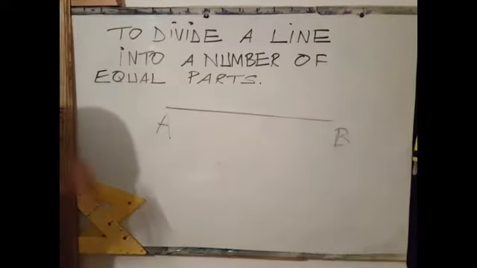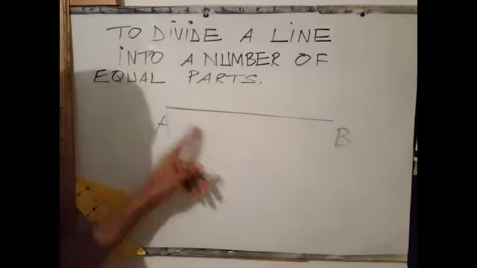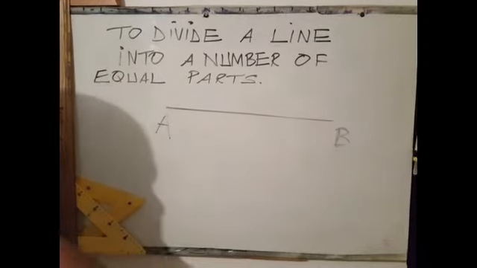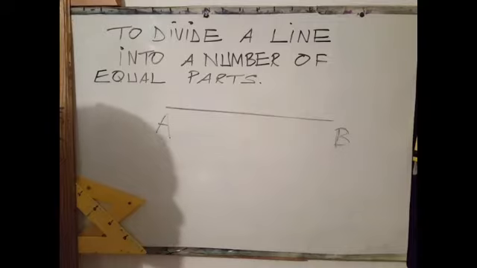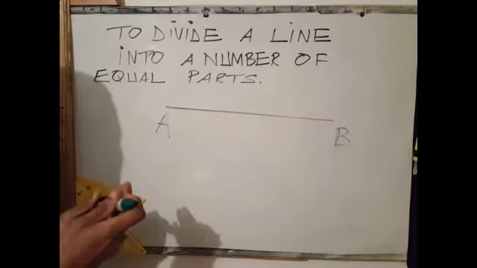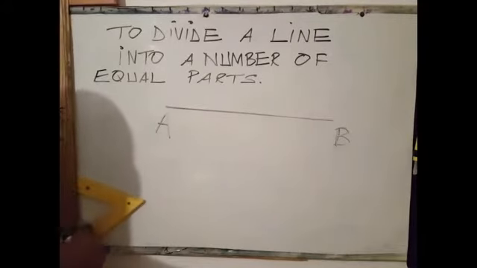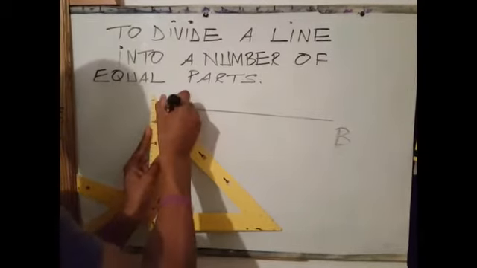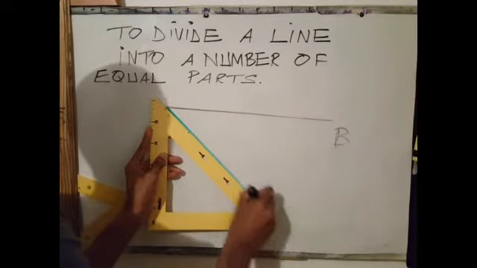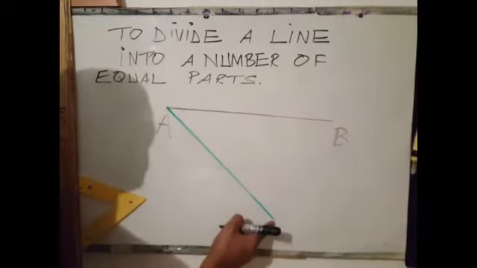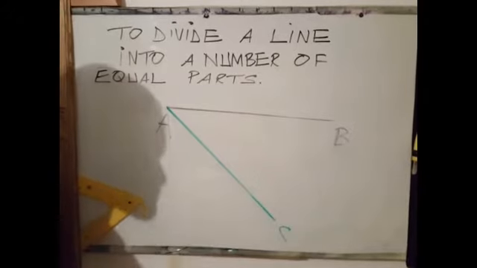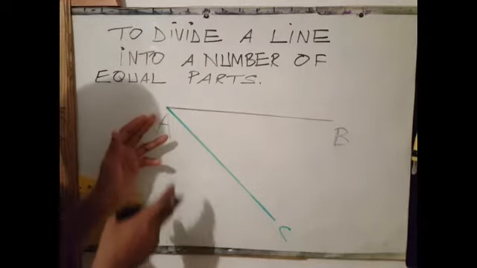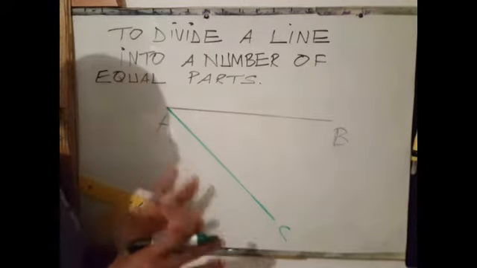The next step is to draw a random length line having a random angle from point A. So from point A, random length, random angle. I will label this point C. The next step is to mark off 5 equal increments.